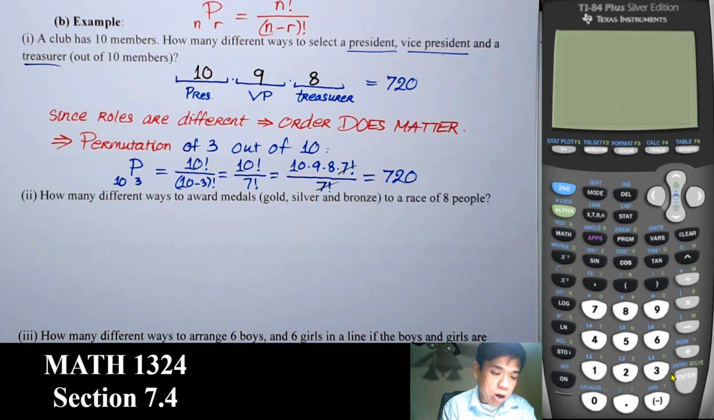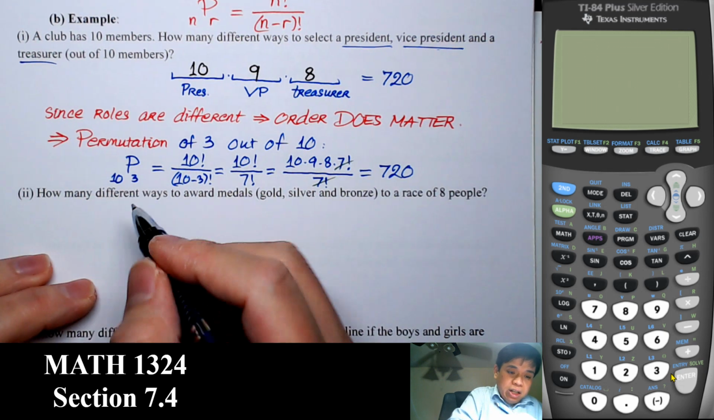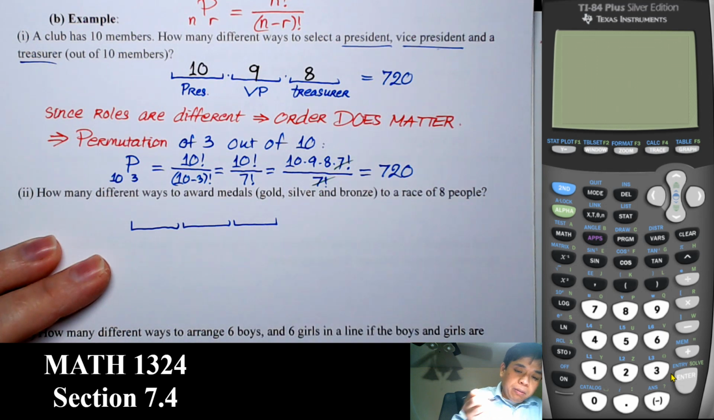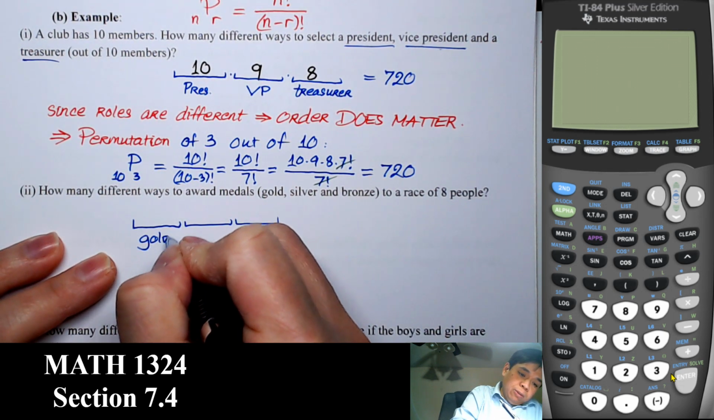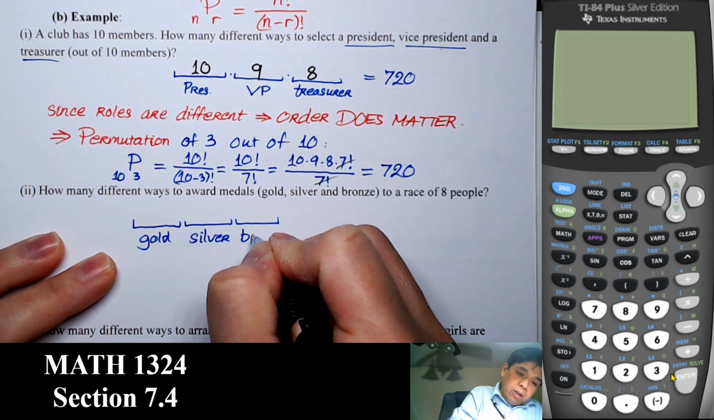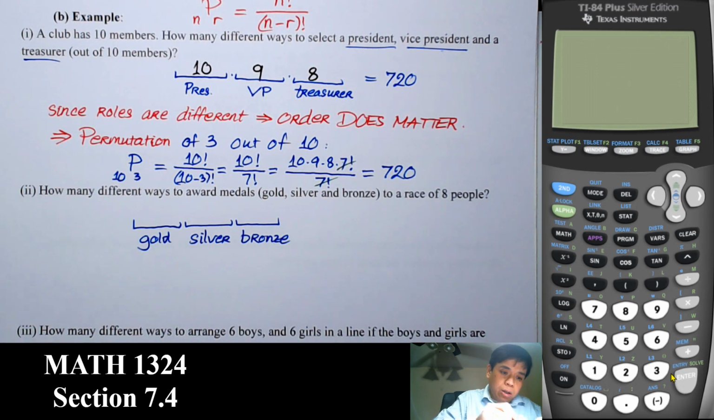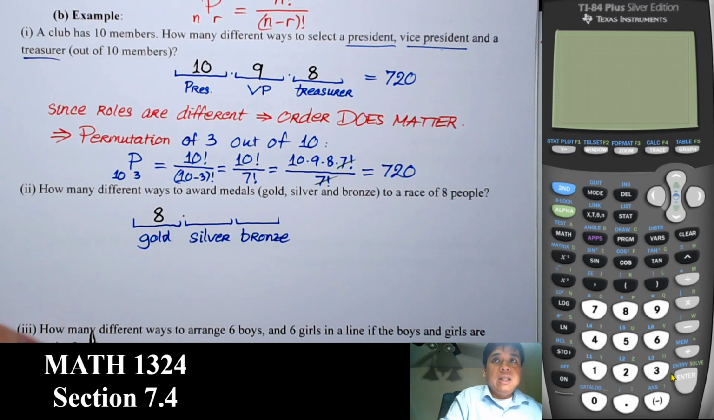Right. And next question, how many ways to award medals to a race of 8 people? So there will be 3 different positions here, or 3 different roles here. So we have gold, silver, and bronze. So the 8, 1 out of 8.